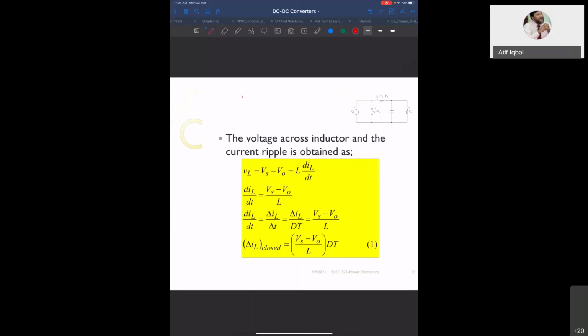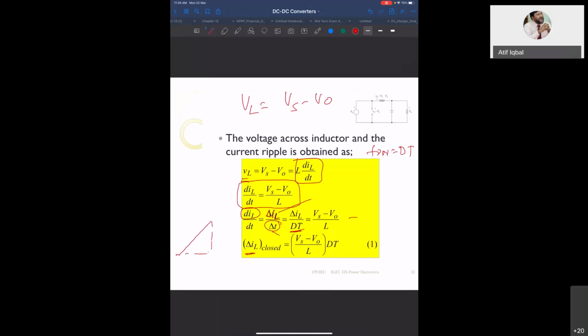The voltage across the inductor we obtained is Vs minus V naught. And how do you write the inductor voltage? You write this as L dIL by dt. So you can write dIL by dt like this. And this rate of change of inductor current, you can write as a small change in the inductor current, which is actually the current ripple, over the time. The total time for one period, we call the on period, is dt.